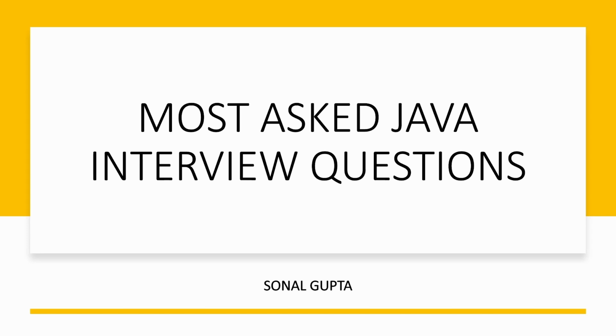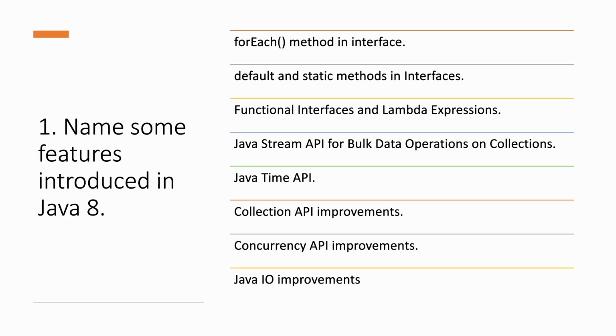So first thing I would give you is one interview tip: answer the question as much as what is asked. Like if you are asked, for example, let's see the first question, name some features introduced in Java 8. Just name the features, understand the question properly, and then let the person ask you, okay, what do you mean by default and static methods and interfaces, like this. That way you will cut the time.